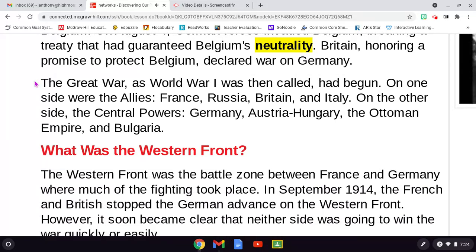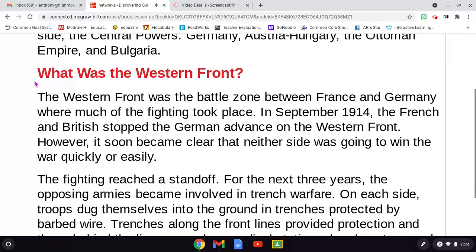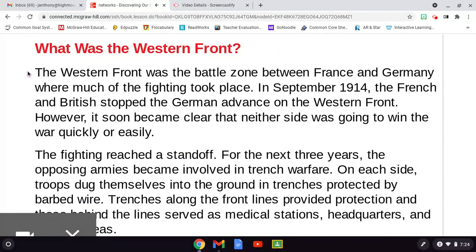On one side were the Allies: France, Russia, Britain, and Italy. On the other side, the Central Powers: Germany, Austria-Hungary, the Ottoman Empire, and Bulgaria. What was the Western Front? The Western Front was the battle zone between France and Germany, where much of the fighting took place.